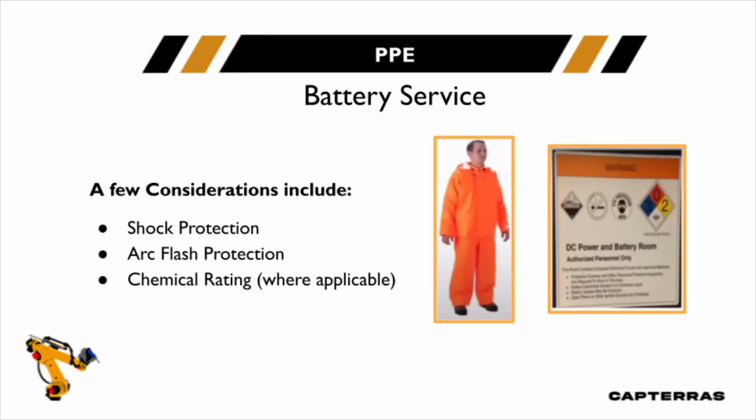Also, we have just a couple more slides here, but when we look at battery service, please don't forget about battery service. You know, shock protection, arc flash protection, and if we have exposure, let's say we're working with wet cells, that we have appropriate chemical ratings. There are chemical rated, arc flash rated, and also arc flash rated rain gear that you can use. So you can get chemical and arc flash rated gear if you have exposure to both.